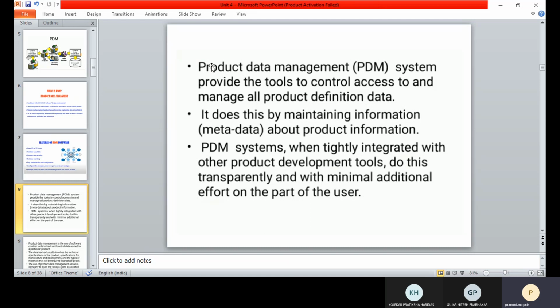So just write down the 3 points in a short way. PDM is related to controlling and managing the product data. Second point, it will maintain the system and the product information. And third one, easy availability of product.